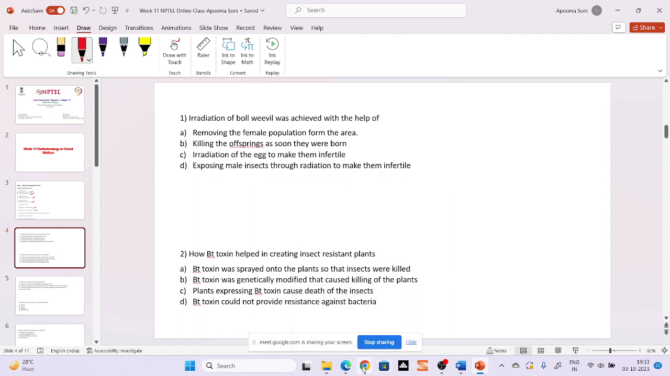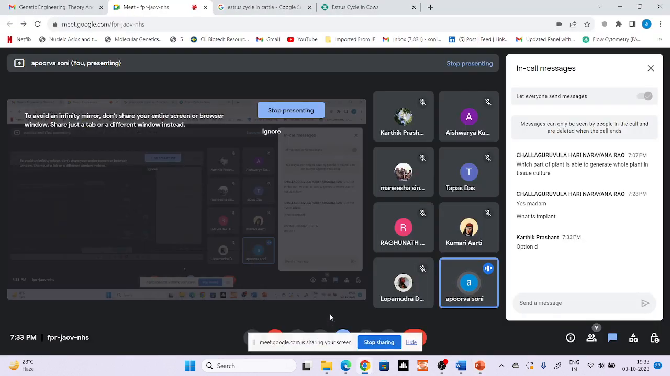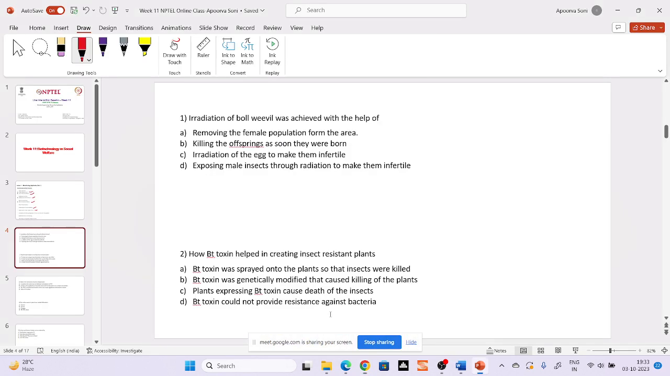Can anybody tell me the answer to this question? Option D. Okay, so option D is exposing male insects through radiation to make them infertile. Yes, so we have already just discussed.